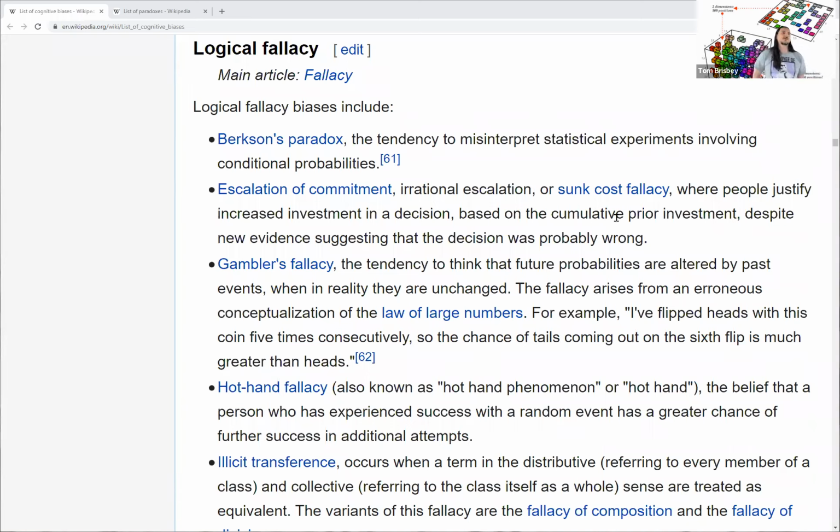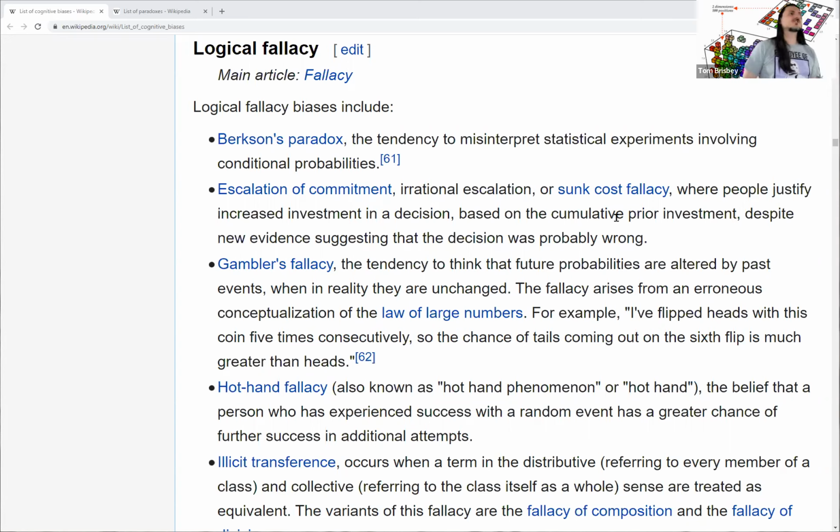Berkson's paradox, the tendency to misinterpret statistical experiments involving conditional probabilities. Yeah, you don't explain what is actually causing the thing. It's a blindness to the connections.